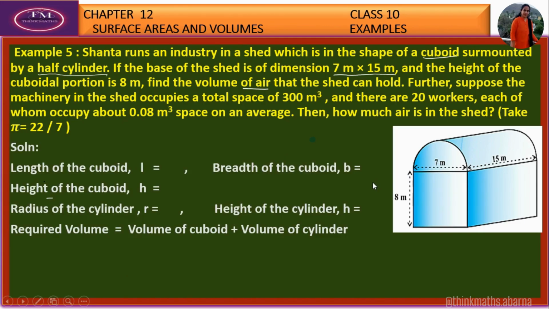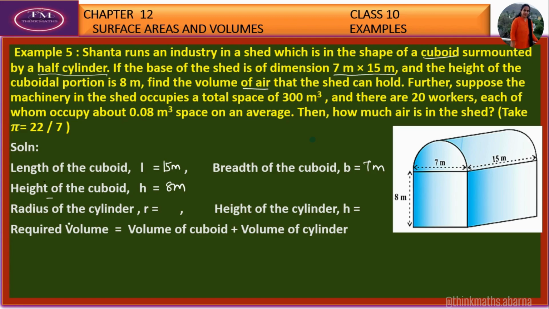So let us write length of the cuboid L. So what is length of the cuboid? Length of the cuboid is 15 meter. What is breadth? Breadth of the cuboid is nothing but 7 meter. So B is equal to 7 meter, and height. Height is given as 8 meter. So H is equal to 8 meter.